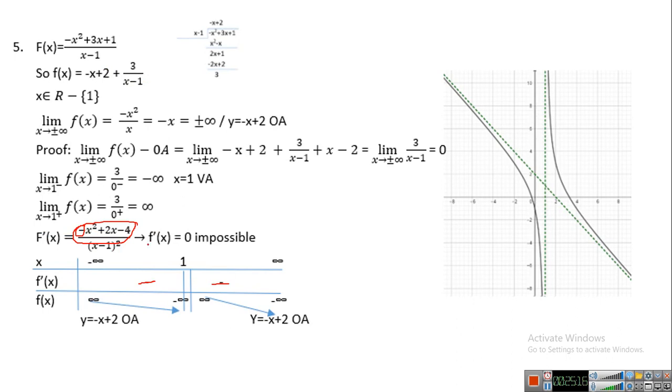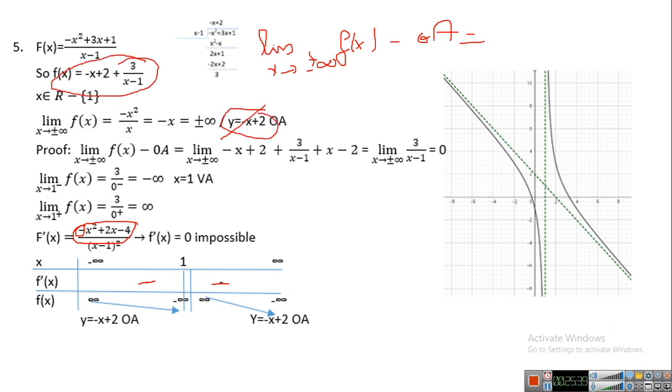Okay, and if they ask to show that you have an oblique asymptote, you need to show that the limit as x tends to plus or minus infinity of f of x minus the oblique asymptote must be 0. So which one is better to use? Better to use this one, because the oblique asymptote is this one. These two cancel out. What remains? 3 over x plus 1. A number over infinity is 0. I have proved that we have an oblique asymptote.